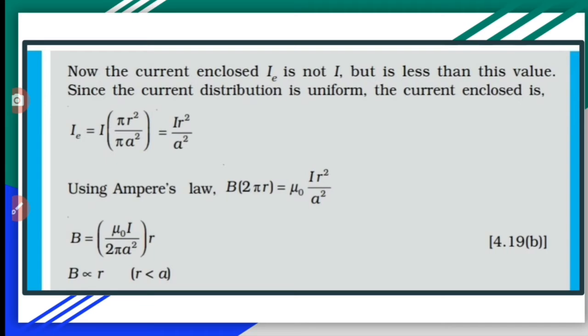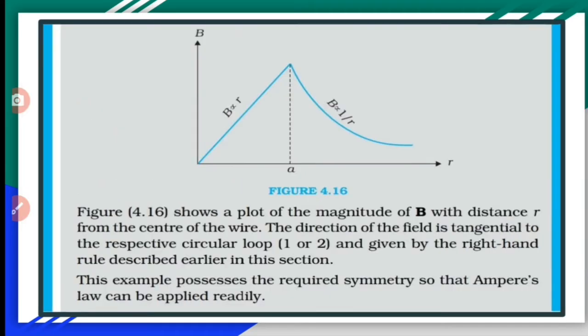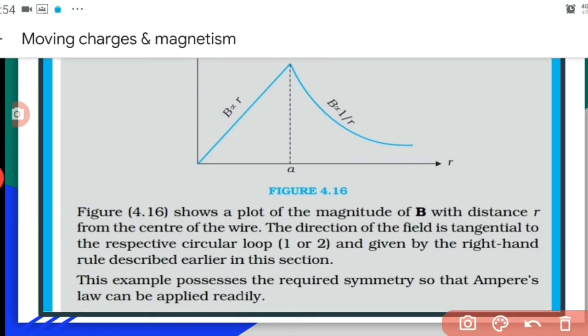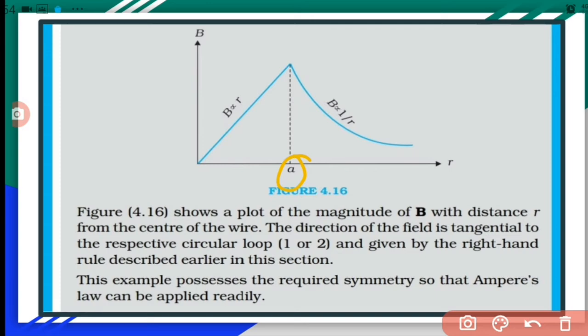These two relationships can be drawn as a graph. That's what is shown here. Here we have the boundary, that is A. On the left hand side it is R less than A, and on the right hand side it is R greater than A. We know when R is less than A, B is directly proportional to R, so the graph is a straight line. Whenever you have direct proportionality, the graph will be a straight line. Then in the second part, when R is greater than A, B is inversely proportional to R.